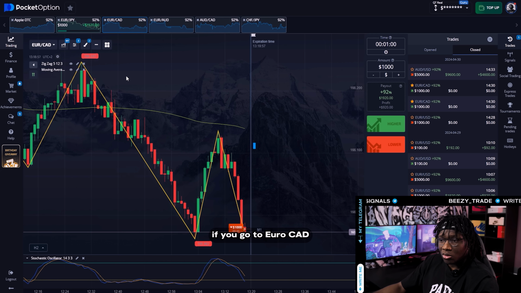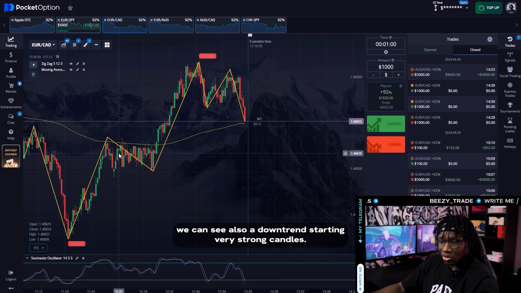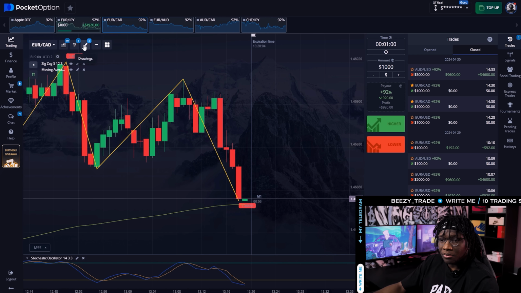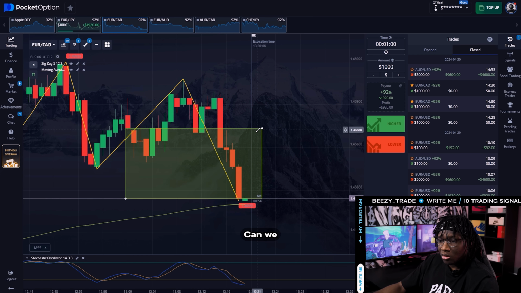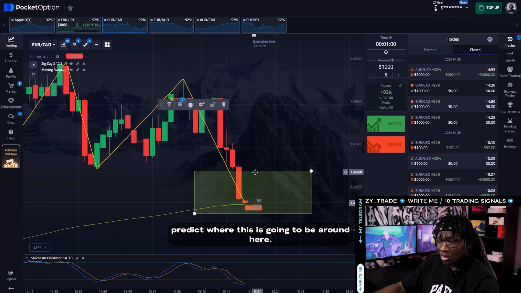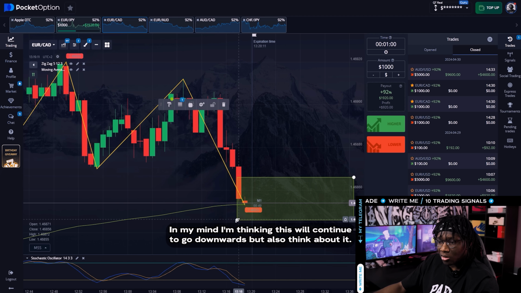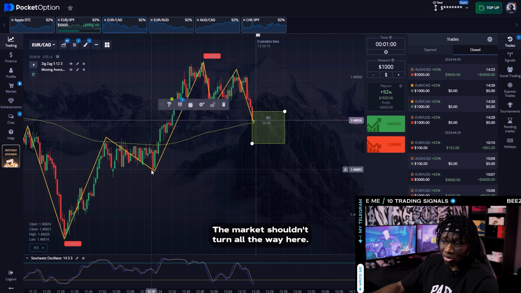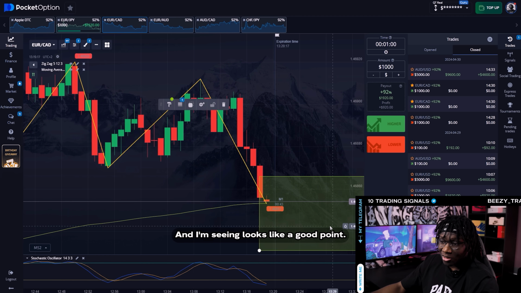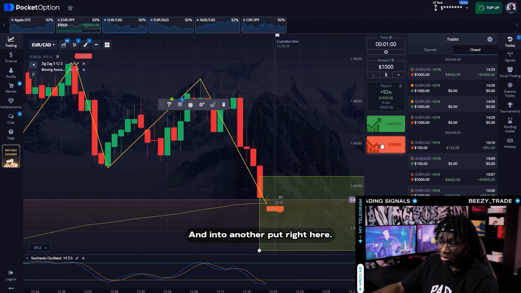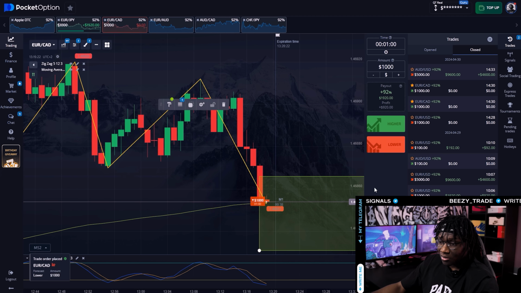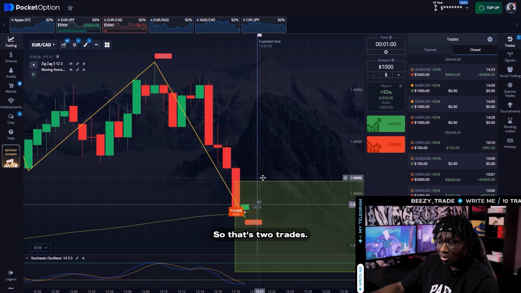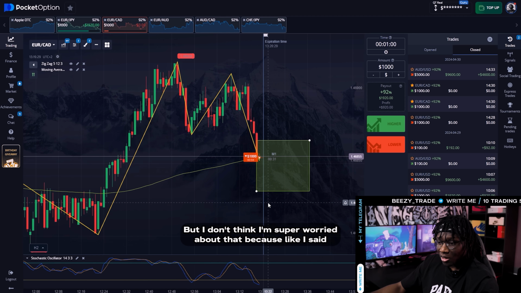If we go to Euro CAD, we can see also a downward trend starting, very strong candles. So our goal is, can we predict where this is going to be around here? In my mind, I'm thinking this will continue to go downwards, but also think about it. The market shouldn't turn all the way here. And I'm seeing what looks like a good point to enter into another put right here.